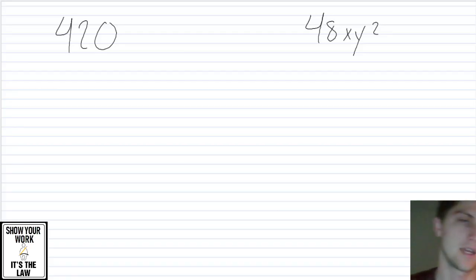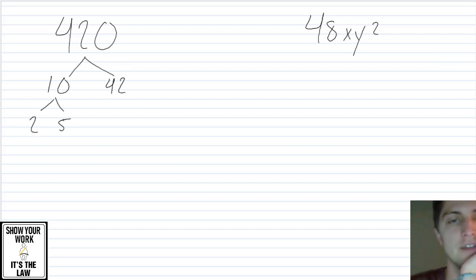So let's figure out the factors of 420, and the way that we want to do that is by finding the prime factorization, and the way we want to do that is by making a factor tree. So recall, we make two branches. What two numbers multiply together to get 420? 10 and 42. We can break down 10 into 2 and 5. These are done, so we can circle them.